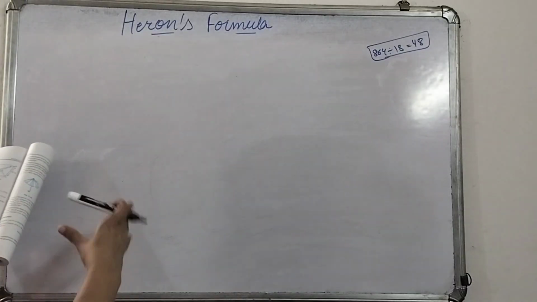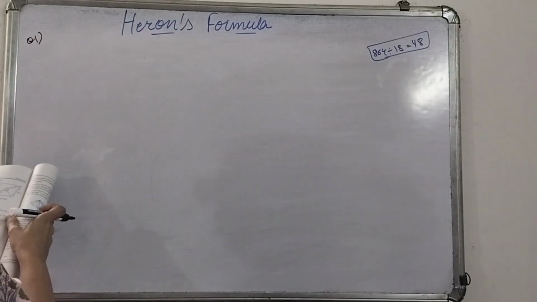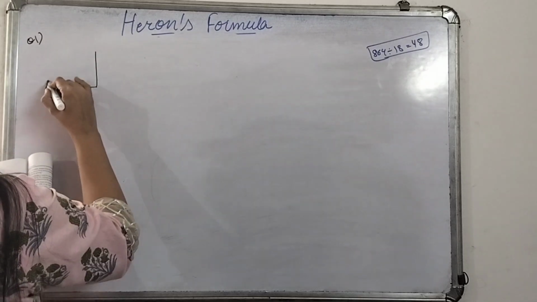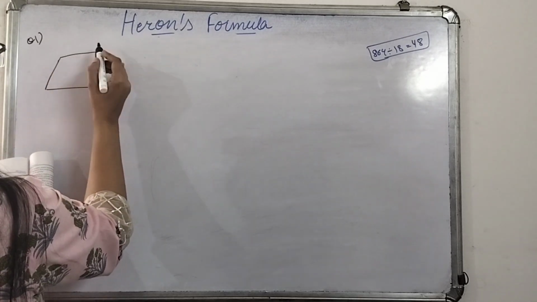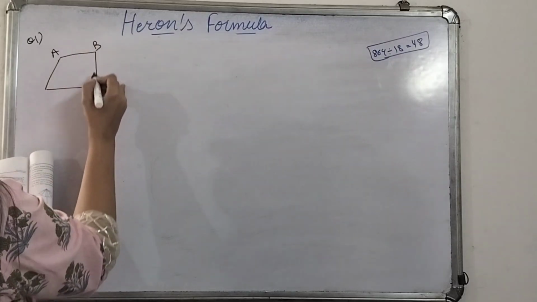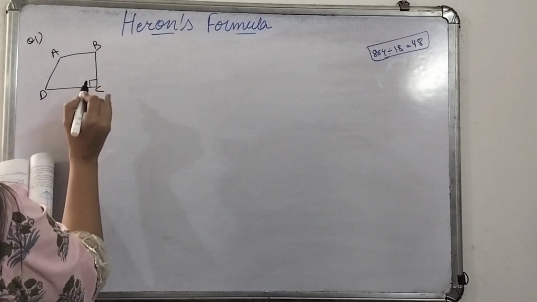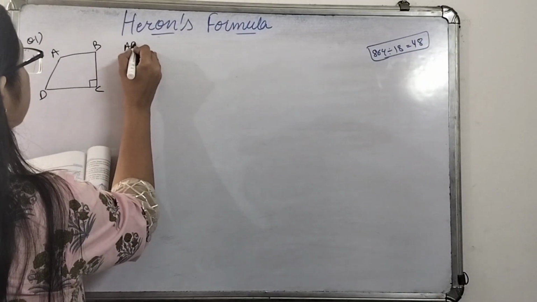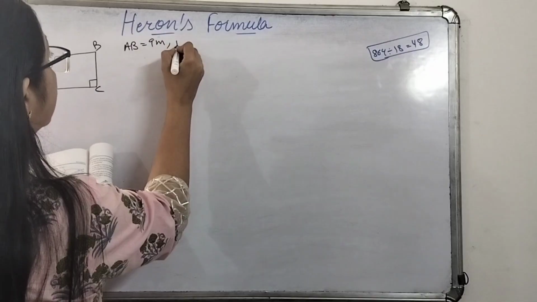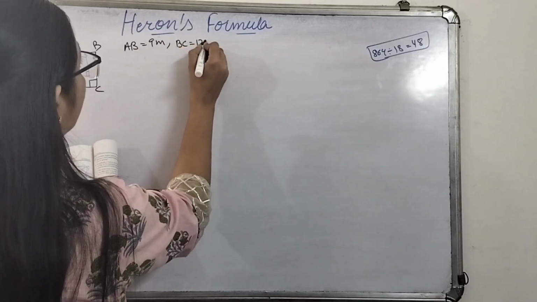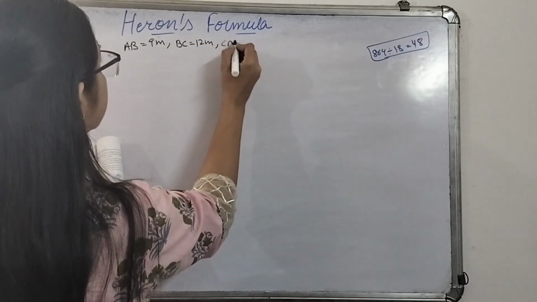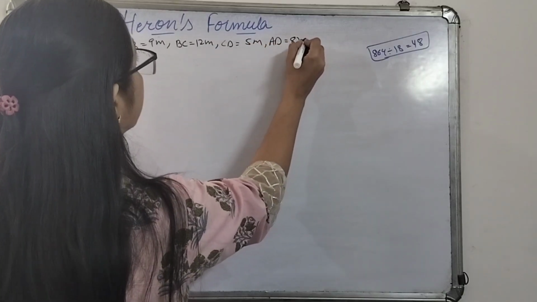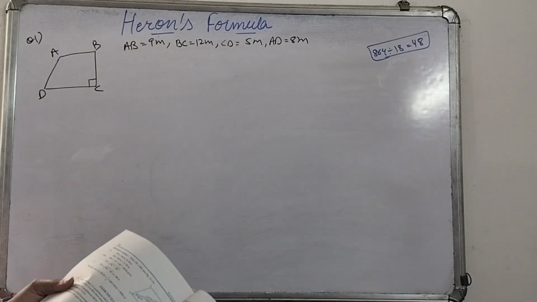So first of all, we'll be making the figure. Question number 1. The figure will be this is your A, this is your B, this is your C and this is your D. It is given to you that angle C is your 90 degree. Measurements are your AB is 9 meter, BC is 12 meter, CD is 5 meter and AD is 8 meter. These are the measurements given to us.